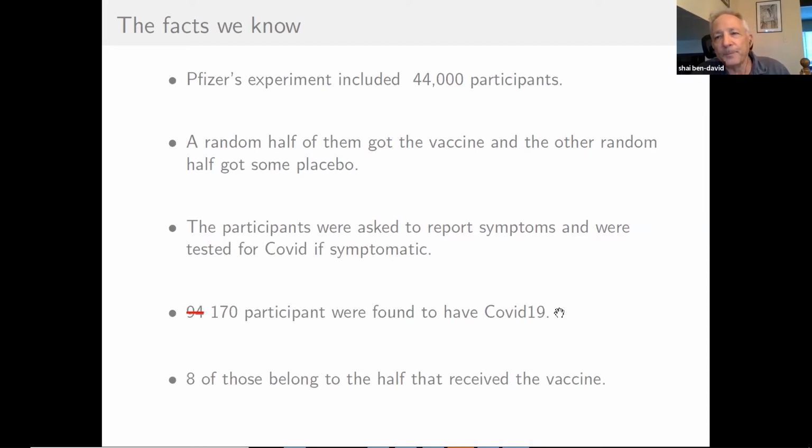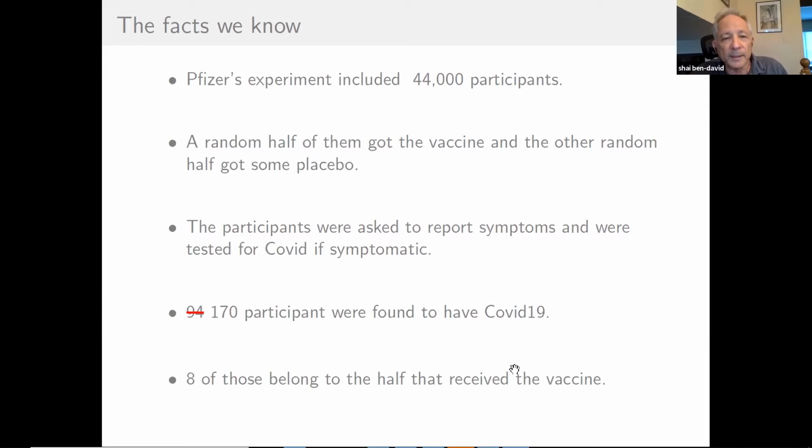We know from the news the results from two experiments, the Pfizer and the Moderna. So how did these experiments go? For Pfizer, they took roughly 44,000 participants, and half of them were randomly picked to be given the vaccine, and the other half got a placebo. And nobody knew whether they got a placebo or a true vaccine. The participants were asked to report symptoms. Once a week they called the participants and asked them if they have symptoms, and anyone that had symptoms was tested for COVID.